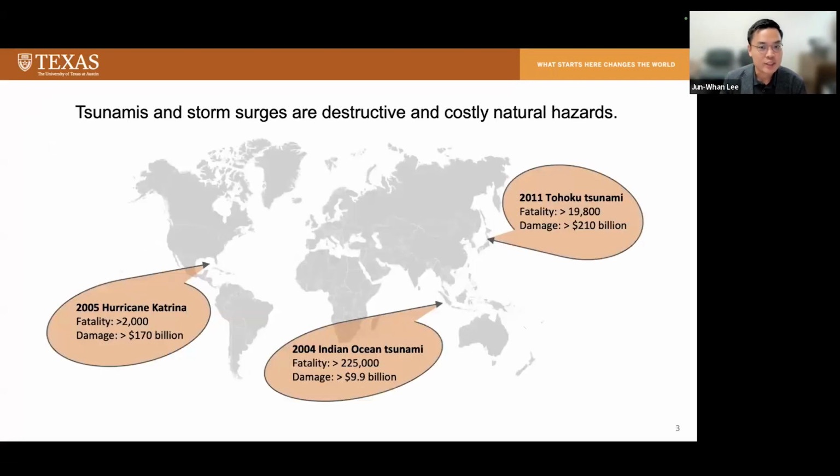Okay, so now let's dive into the main part of this presentation. The coastal hazards such as tsunamis and storm surges, as you know, are destructive coastal natural hazards for coastal communities around the world. The 2004 Indian Ocean tsunami and the 2011 Tohoku tsunami are prime examples of how tsunamis can cause extensive damage to coastal communities. And Hurricane Katrina in 2005, which generated a storm surge exceeding 7.5 meters above sea level, is recorded as the costliest natural hazard in US history.